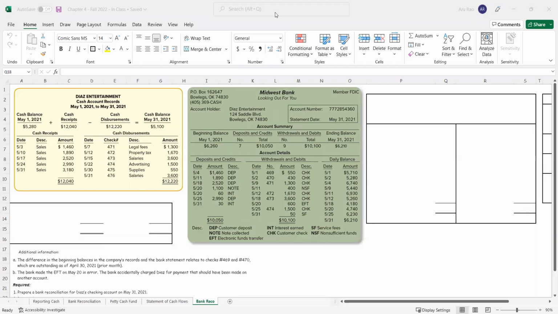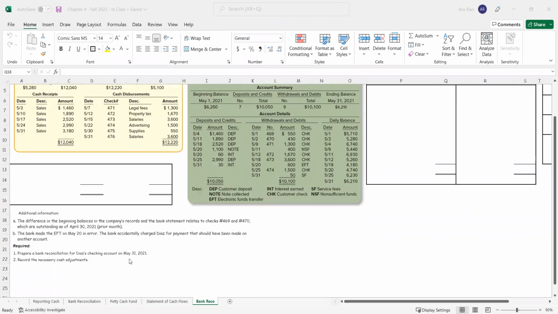Hello and welcome to another exercise in which we're going to look at a bank reconciliation statement. In this particular exercise, we have DS Entertainment, which gives us their cash account, what has happened in their cash account during the month of May, and also their bank statement. We've been given two pieces of additional information. They've asked us to prepare the bank reconciliation statement on May 31st, 2021, and prepare the necessary adjusting entries.